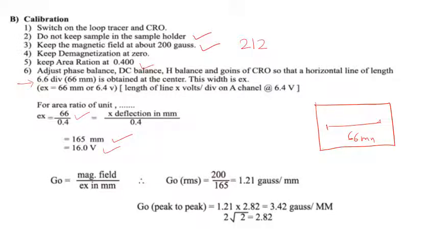So the G0 value can be calculated: the magnetic field divided by Ex in millimeter. The magnetic field was 200 oersted or Gauss, and we divide it by 165, which gives 1.21 Gauss per millimeter. For G peak to peak, we know that this is the RMS value. Whenever we have a voltage, we need to find the peak to peak value.